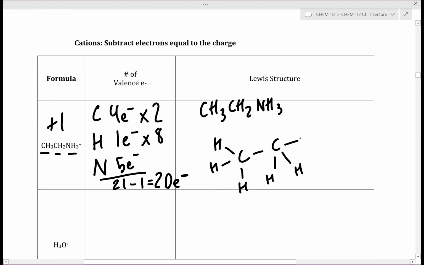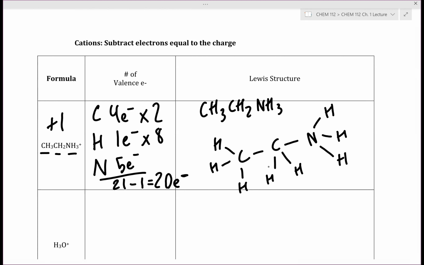And then attached to that carbon is what? Nitrogen. And that nitrogen has 3 hydrogens attached. Okay, we formed 1, 2, 3, 4, 5, 6, 7, 8, 9, 10 bonds.